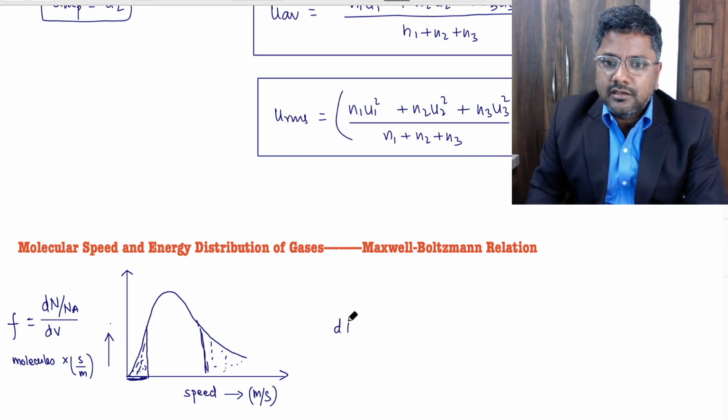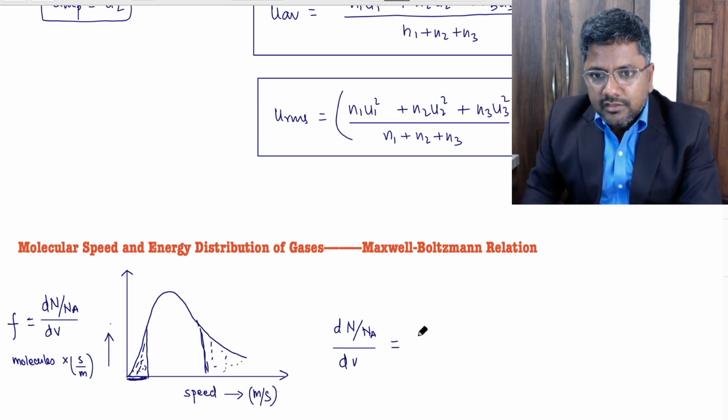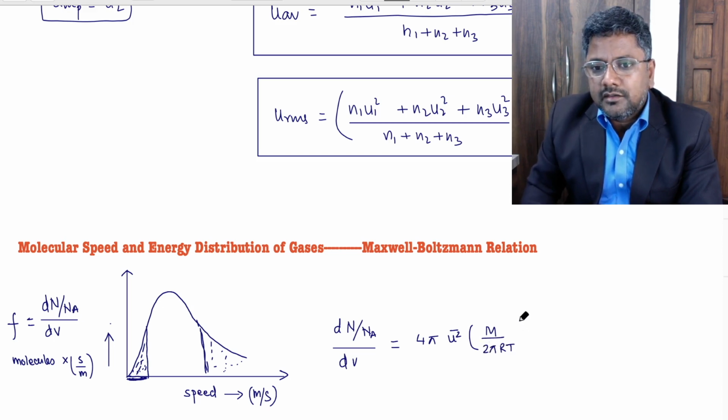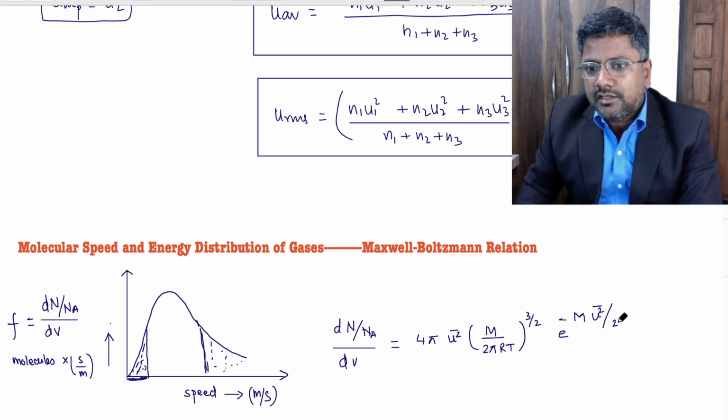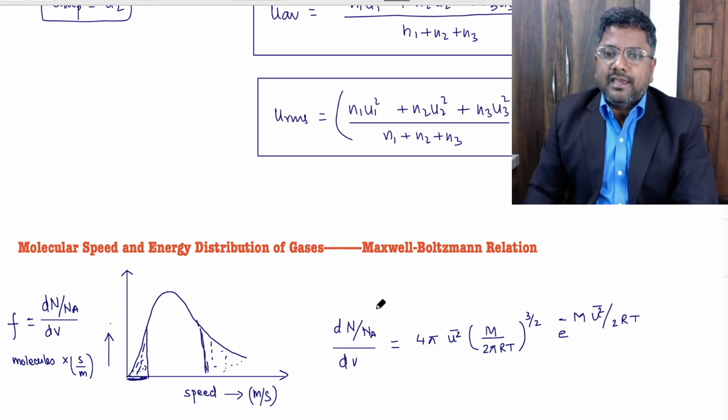dN by Na divided by dV is equal to 4 pi u bar square (m by 2 pi RT) to the power 3 by 2 e to the power minus m u bar square by 2RT. This is called the Maxwell Boltzmann relation.